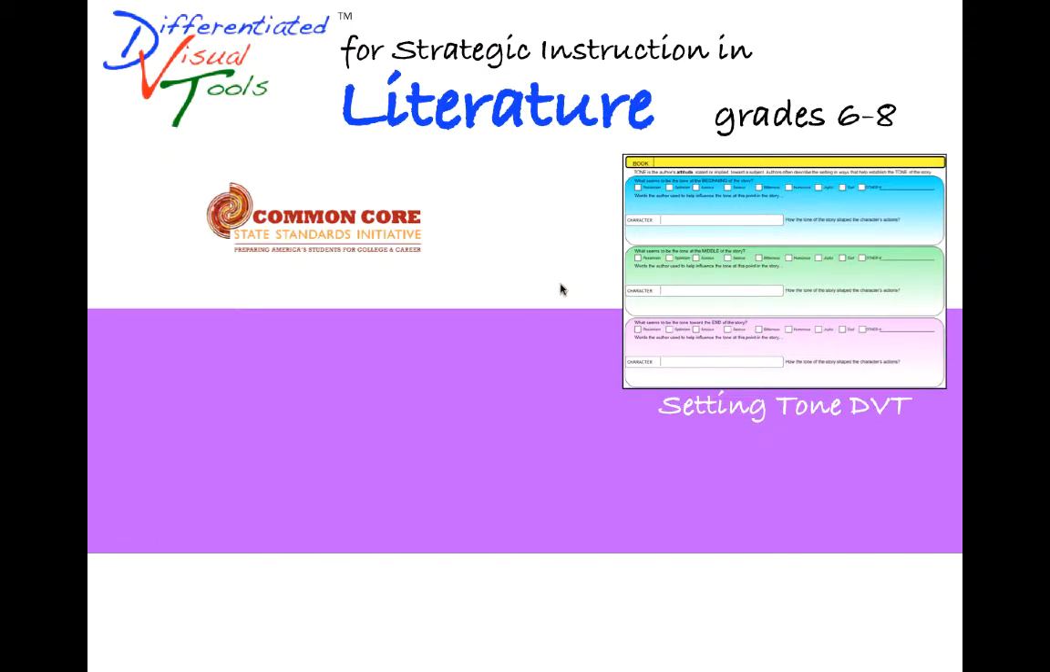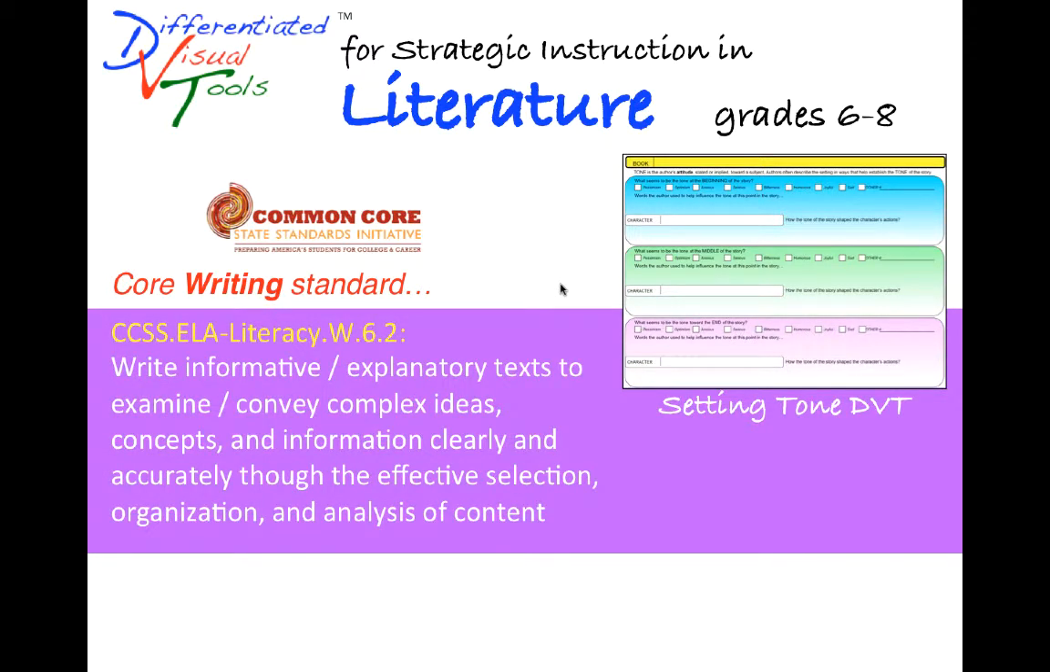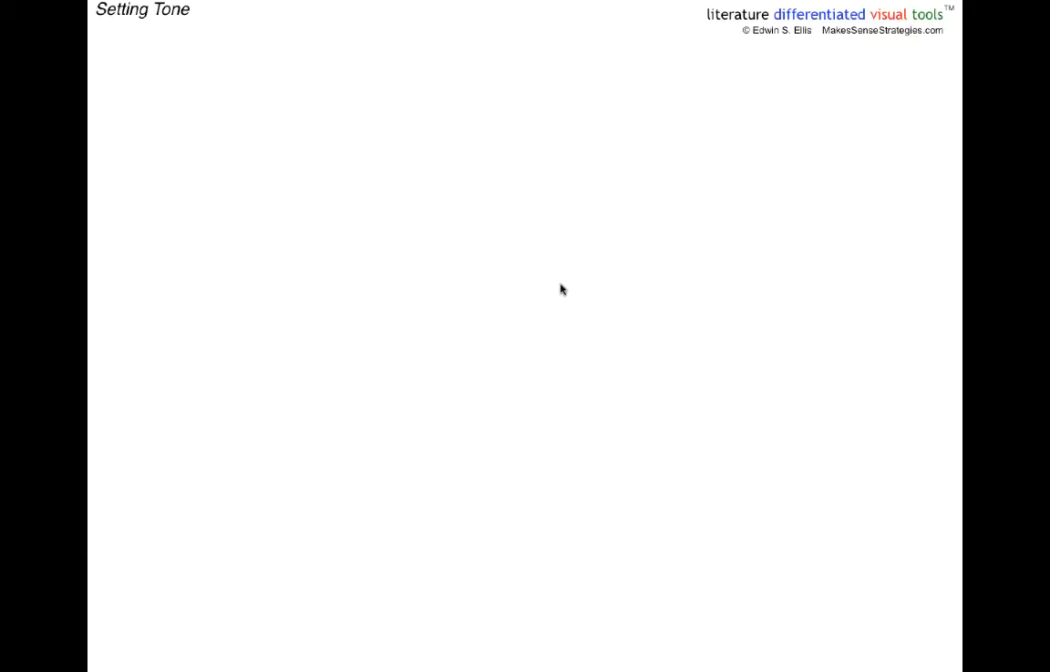This visual can also be used for addressing specific expository writing standards. For example, students can use the ideas that they note on this visual as the basis for writing an expository essay about the setting tone. What I'm going to do is unpack the components of the visual for you and explain parts as we go. So we'll start with the name of the book or a chapter from the book, and then what we'll do is define tone as a literary device to help students understand what that's all about.